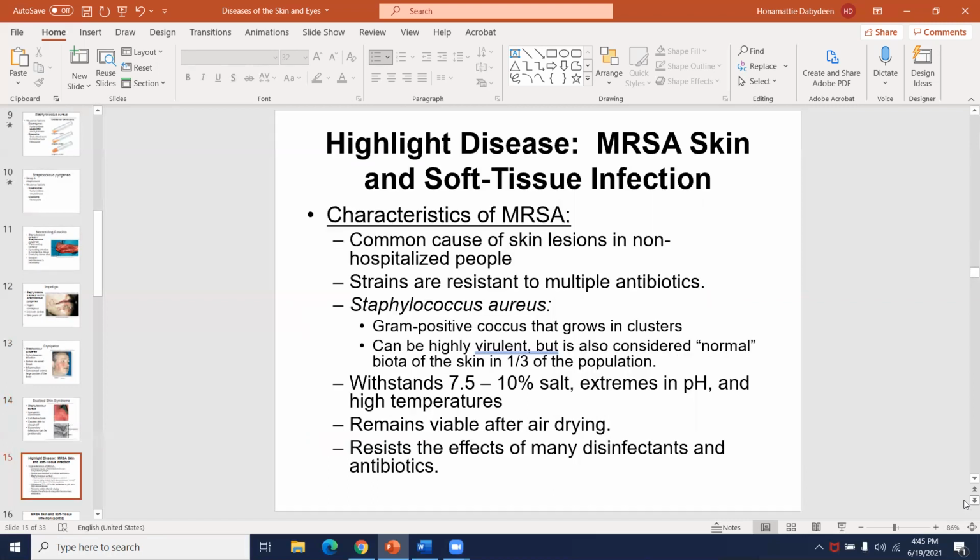Now, your book has a long discussion on MRSA. I guess because it is something that you, preparing to be a nurse especially, will want to learn about. And so we'll talk a little bit about MRSA, not the disease itself, but a little bit about the organism.